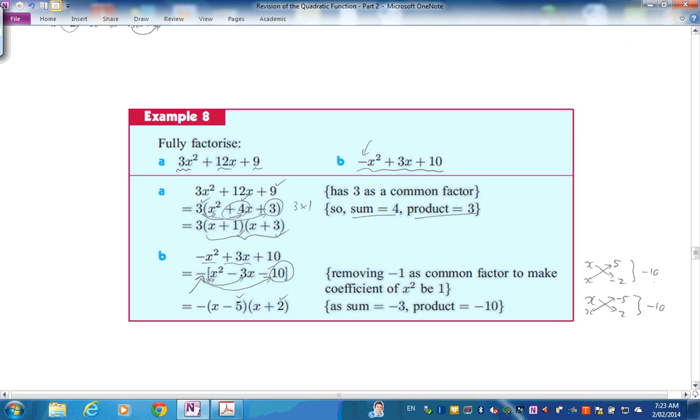Which one works? Let's check it. Neg 5x plus 2x is neg 3x, which checks. That's what we've got in the middle here, in that hole there. Okay, so we have negative out the front of x take 5x plus 2. So they are a little bit trickier. So watch those. Always take the negative out of the terms first of all.